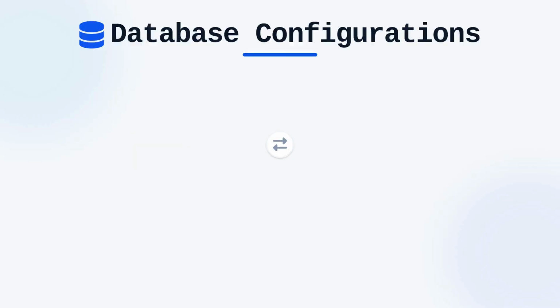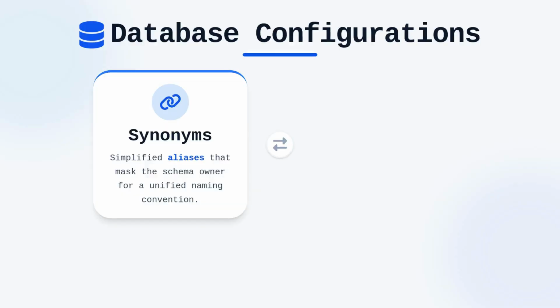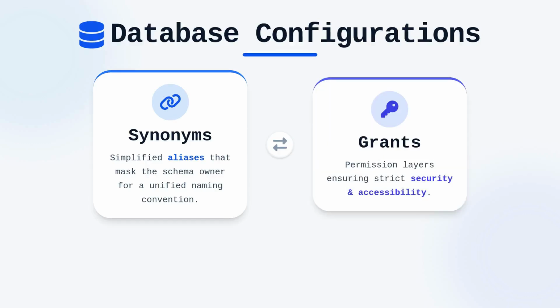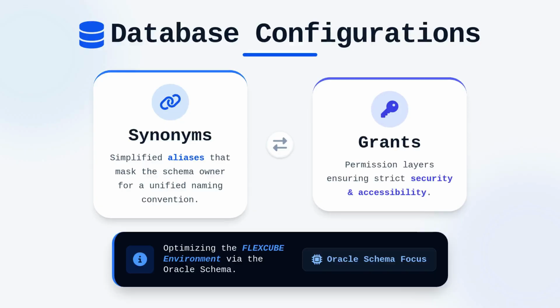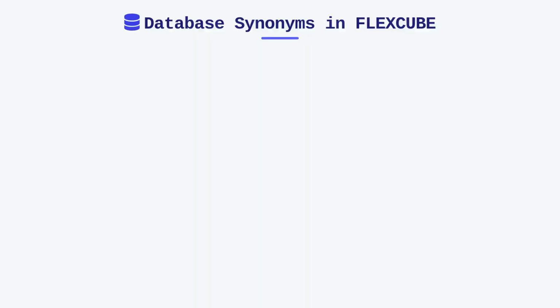Welcome back. We are now diving into the essential database configurations that underpin the security and accessibility of the FLEXCUBE environment, specifically focusing on how synonyms and grants function within the Oracle schema. In any complex Oracle-based application like FLEXCUBE, keeping the database schema maintainable and secure is a non-trivial task.